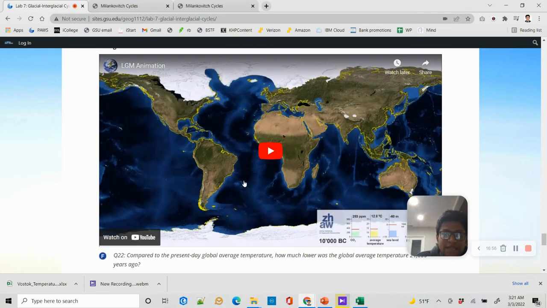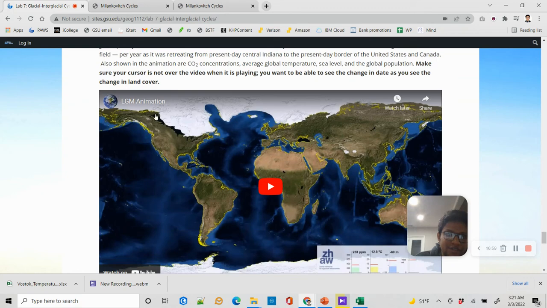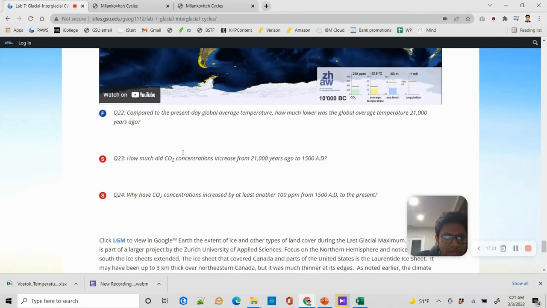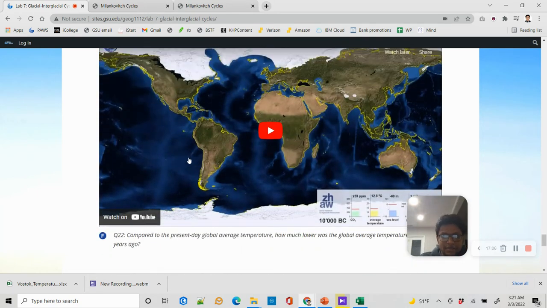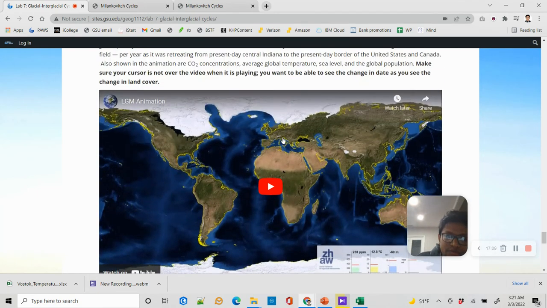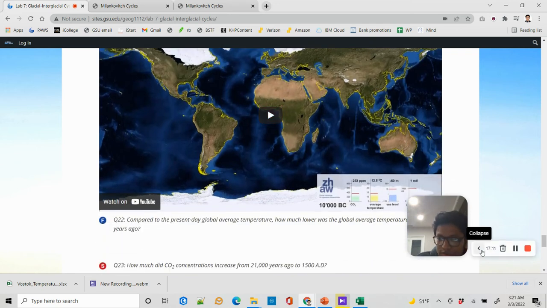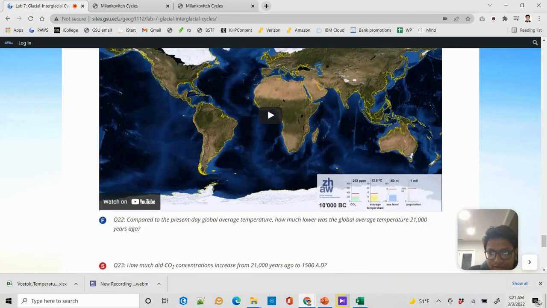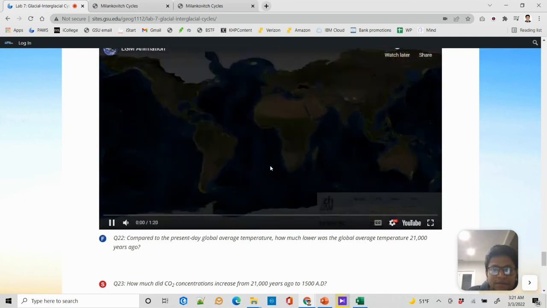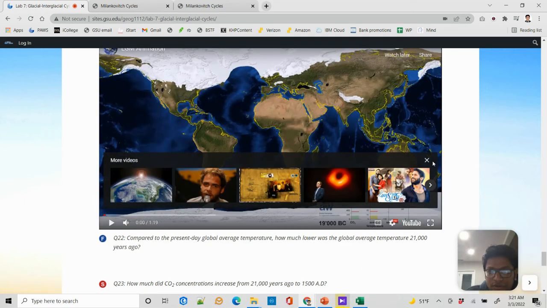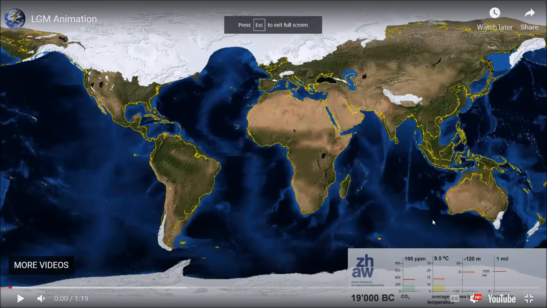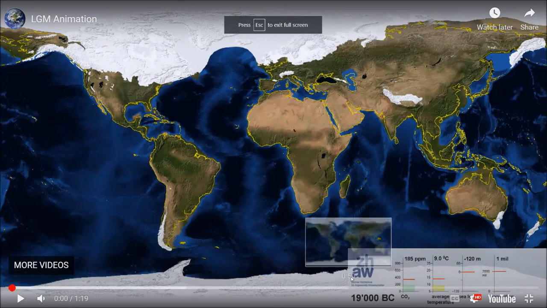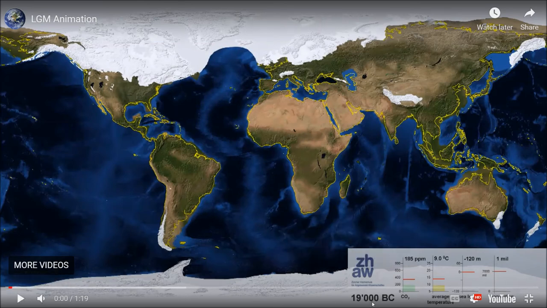Okay. So then there is this animation for the LGM. I will show you the animation. Okay, so let's go to that animation first. So if we play that animation, one moment, let me hide that. Okay. So if you play this animation, let me show you what's happening here. At the beginning of the animation, it talks to you about 19,000 BC.